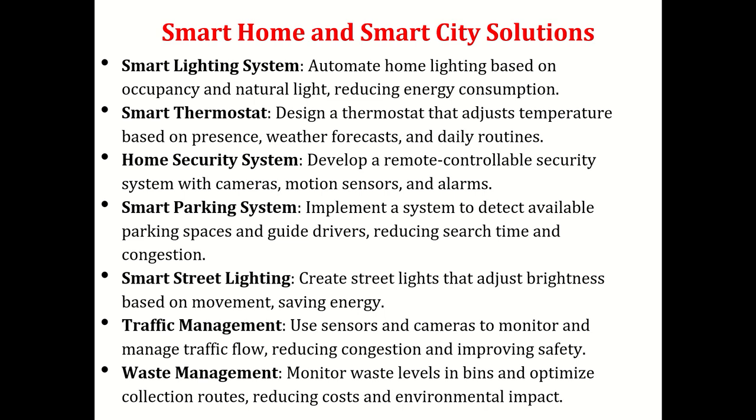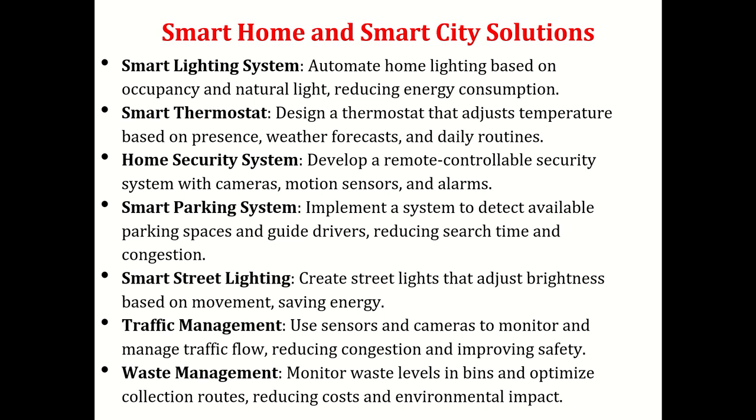Similarly, a smart thermostat: design a thermostat that adjusts the temperature. We can understand that particularly on the western side they have temperature problems, so they may be having heaters and so on. Based on the temperature, they need to control their daily heaters. They consume a huge amount of power, and there is weather forecasting also.